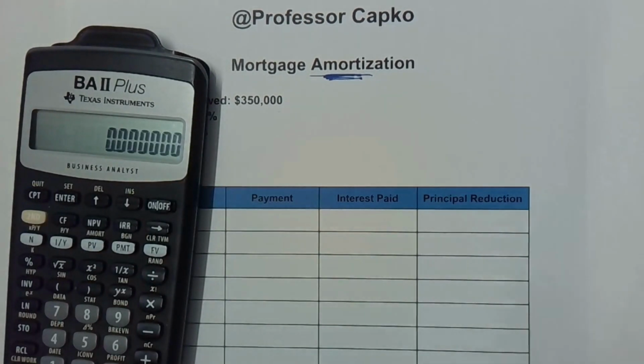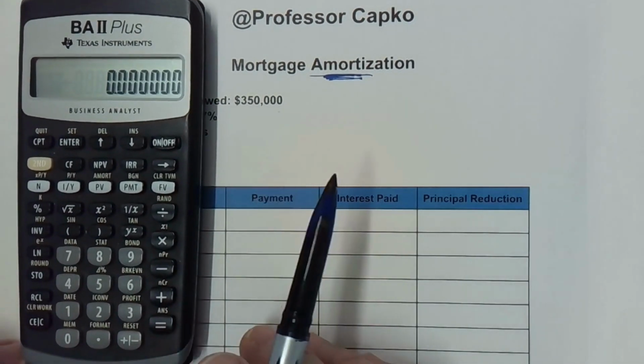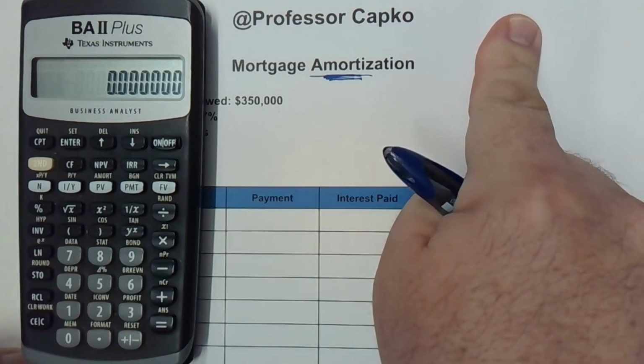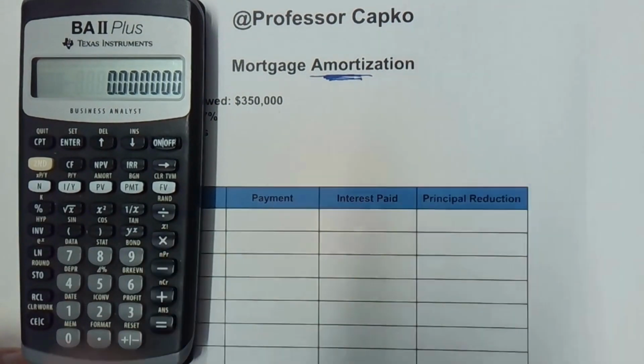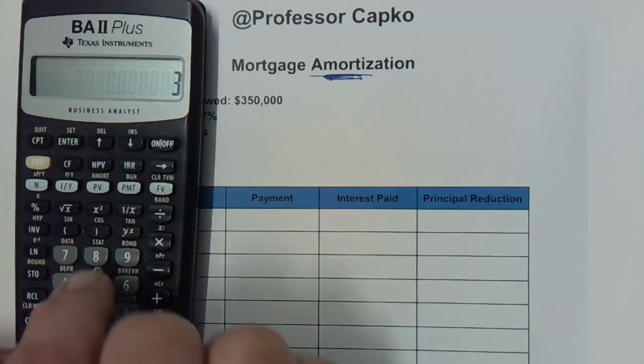I'm going to use my BA II Plus calculator to do this. I've done other videos on how to calculate a mortgage payment using this calculator. I linked one of them up here for you to take a look at. Let's go ahead and put in our information.